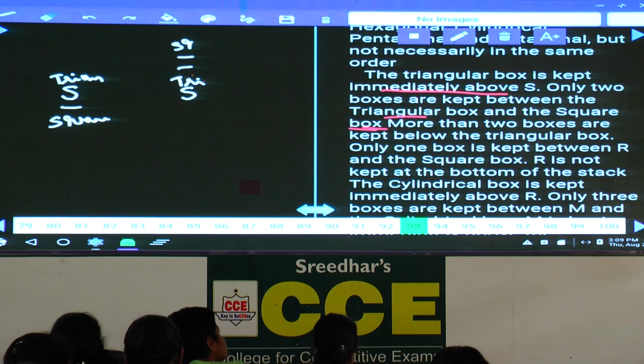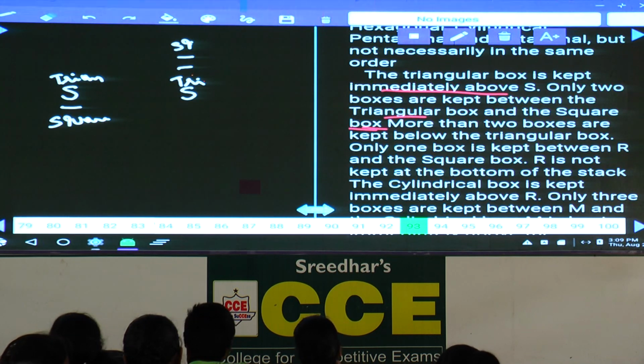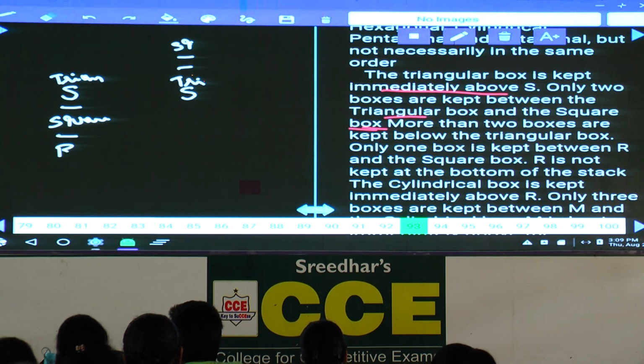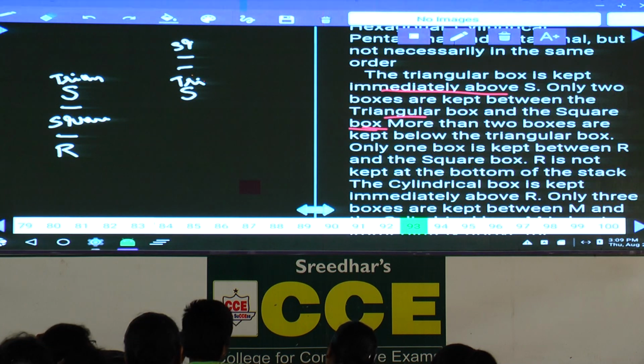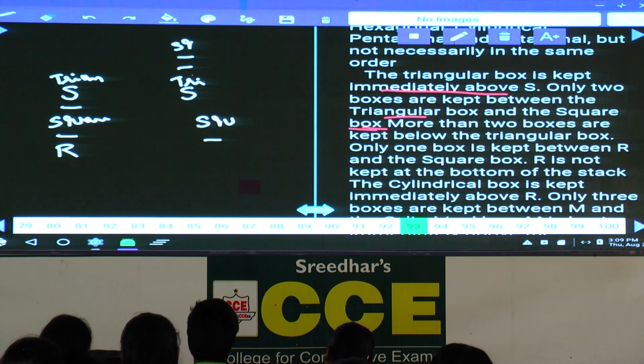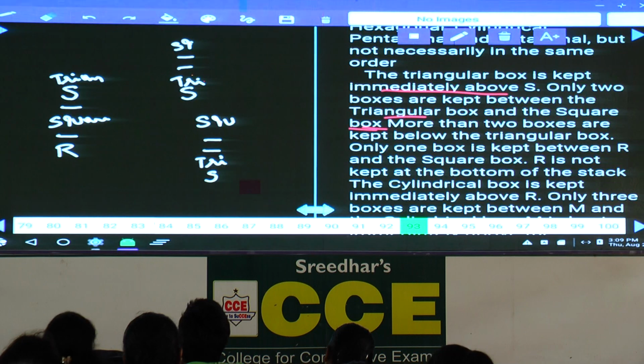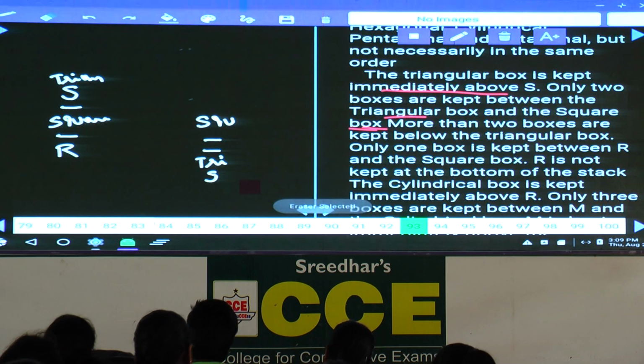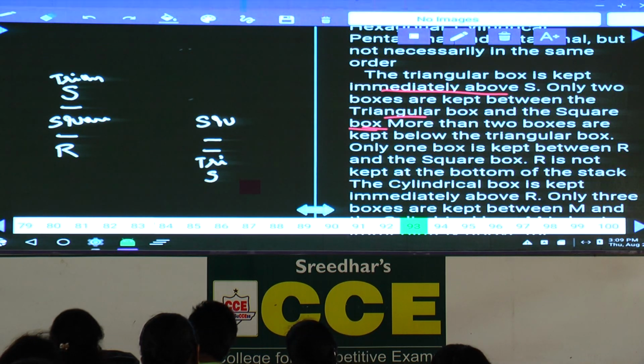Only one box is kept between R and square. Now between R and square, in the first case, R must be here. And between R and square, there must be only one. Now the second one, I am writing this down once again because there is no space here. Square, blank, blank, triangle. Isn't it? Now this is S. Now whatever this R here, only one box is between R and the square box. Only R and square box, there is only one.